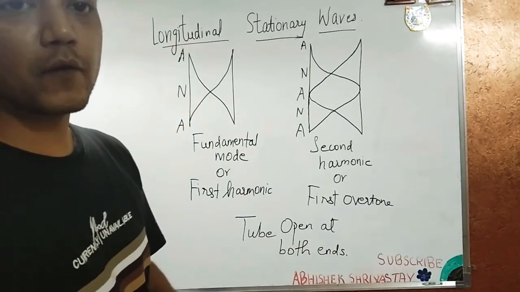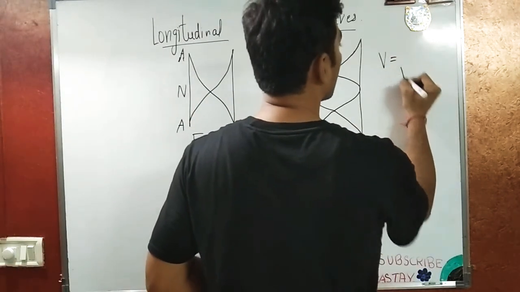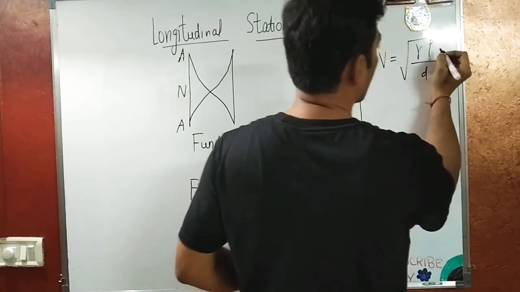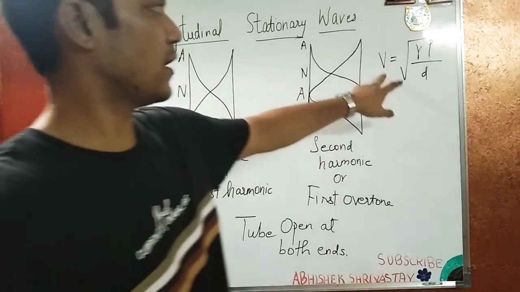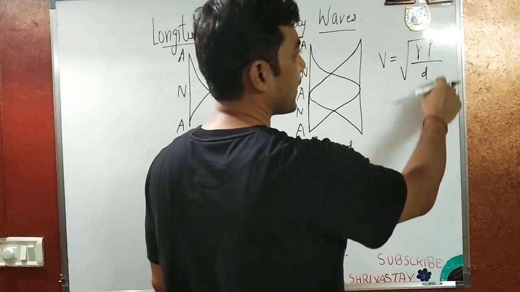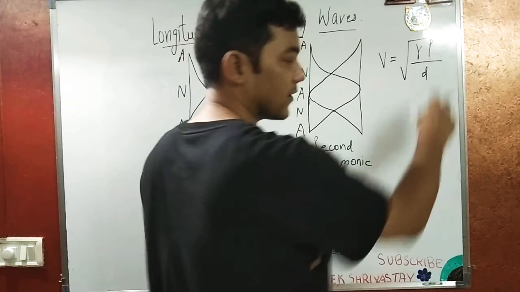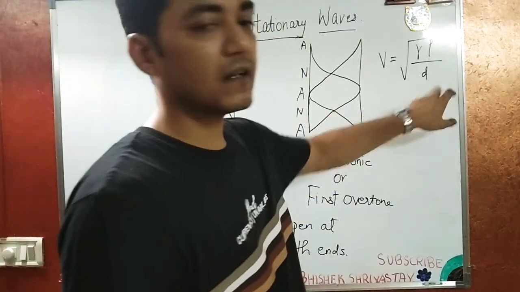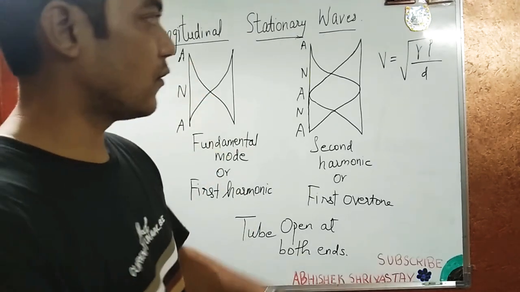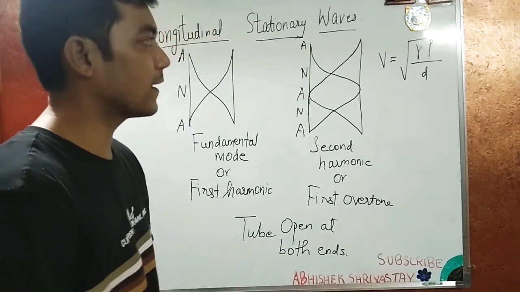Now what is the formula for velocity of a longitudinal wave? It is nothing but V equal to under root gamma P by D. Gamma is called the Laplace correction. P is the pressure of the gas and D is the density of the gas. So in this case what we are considering is the air column, so P is the pressure and D is the density for that air column.